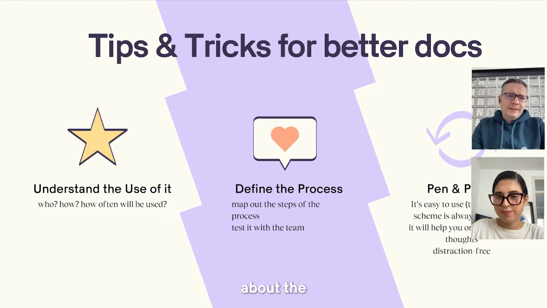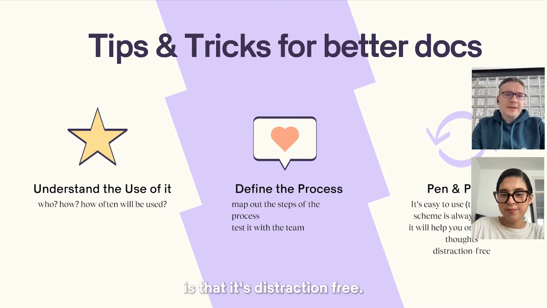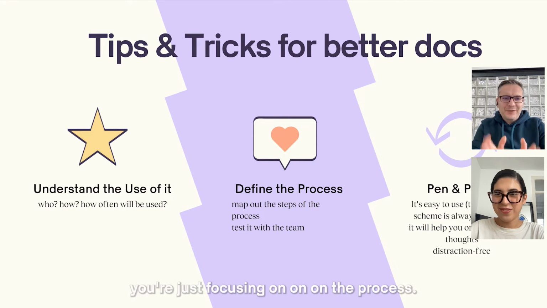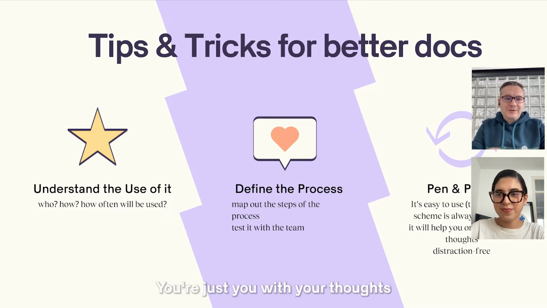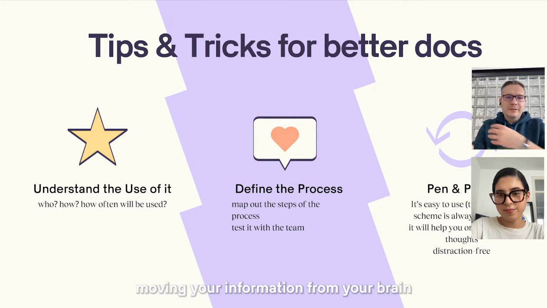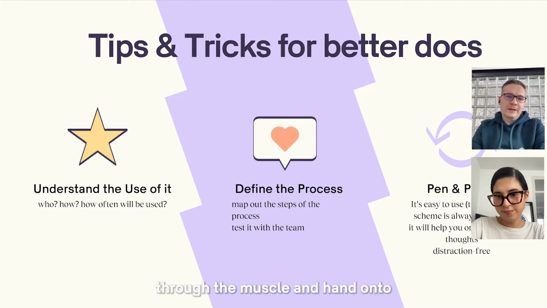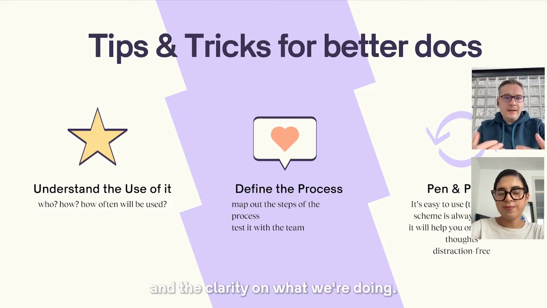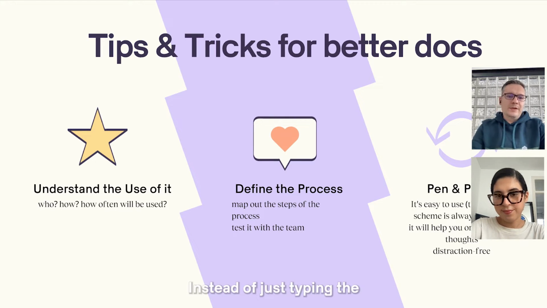One idea about pen and paper is that it's distraction free. You don't have social media there. You're just focusing on the process. You're just you with your thoughts, and the whole process of moving your information from your brain through the muscle and hand onto the paper is going to give you satisfaction and clarity on what you're doing, instead of just typing information on a digital screen.